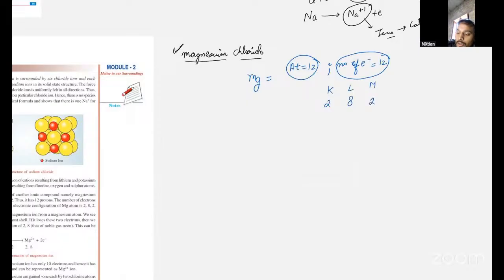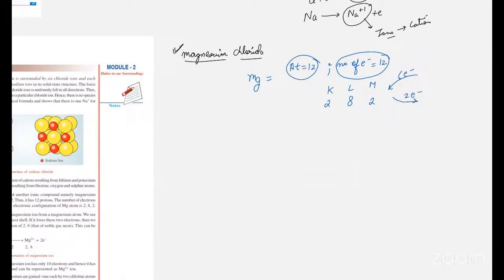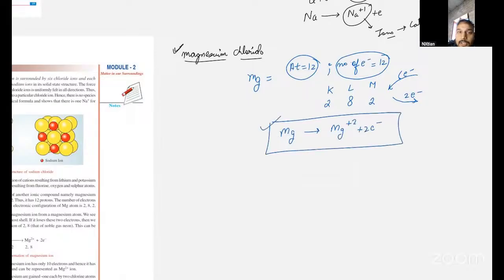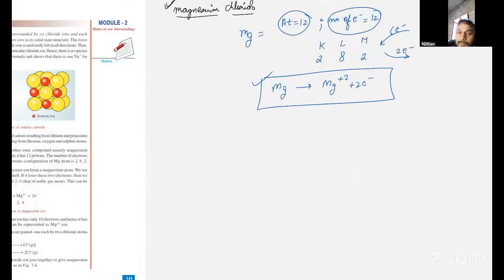Now it has two options, to take 6 electrons or to give 2 electrons. Which one is easy for magnesium? To give 2 electrons. Correct. So it means that Mg will become Mg plus 2 when it gives 2 electrons. Got it, guys? Yes or no? Any problem?